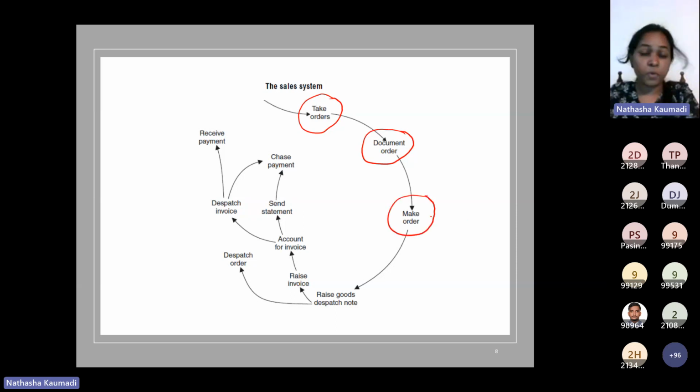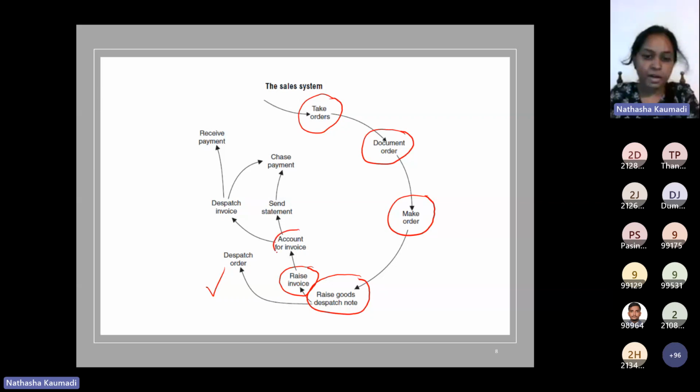That means you are processing the order and then raise a goods dispatch note. When the goods are dispatched, you raise the goods dispatch note and then after preparing it, you dispatch the order. You send the goods away to the relevant customer. And then after sending them, now you are raising the invoice. Now with all these details, these items, dates, everything, you are raising the invoice.